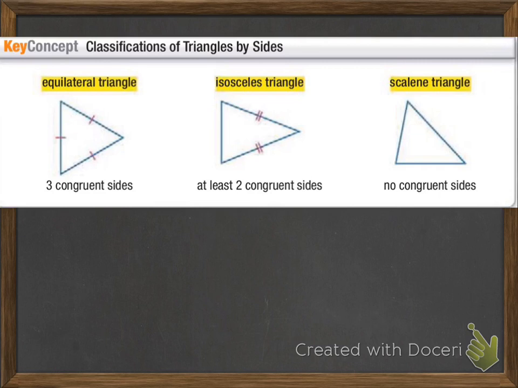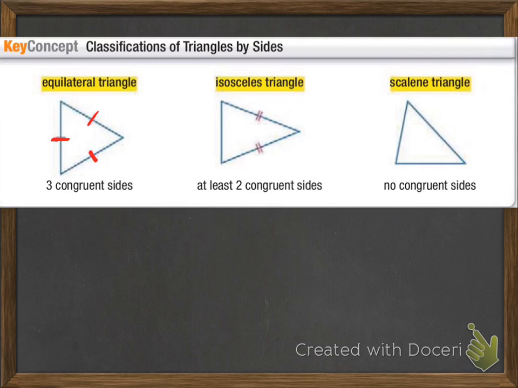First, we have an equilateral triangle. Right? I'm sure most of you have heard this term before. It is three sides that are congruent. You'll be able to tell that it's an equilateral triangle because you will have your tick marks. So every side has one tick mark. We all know they're congruent sides.